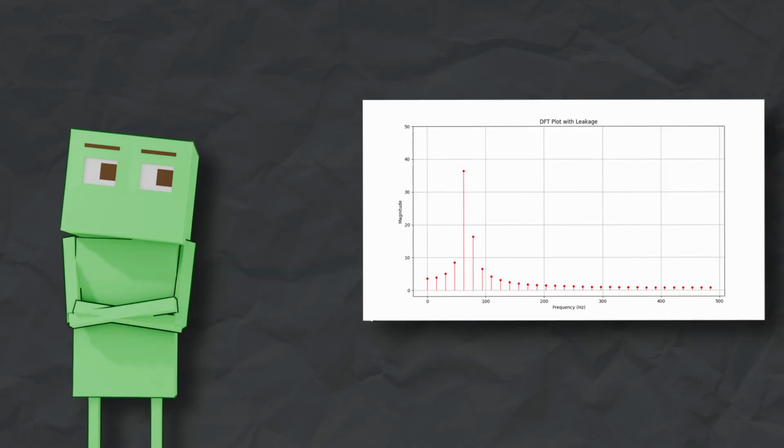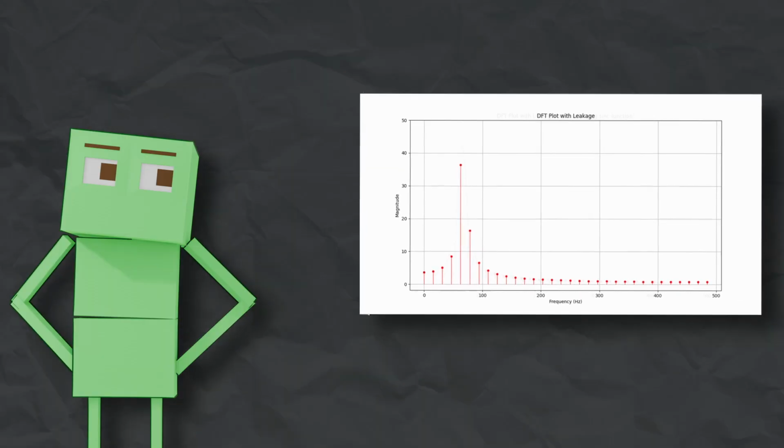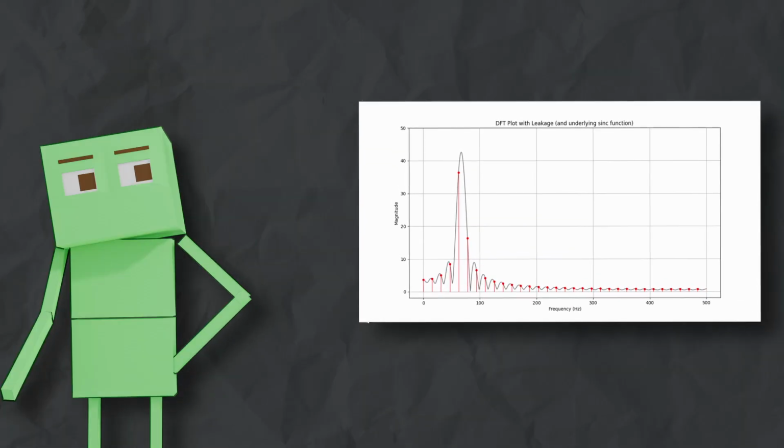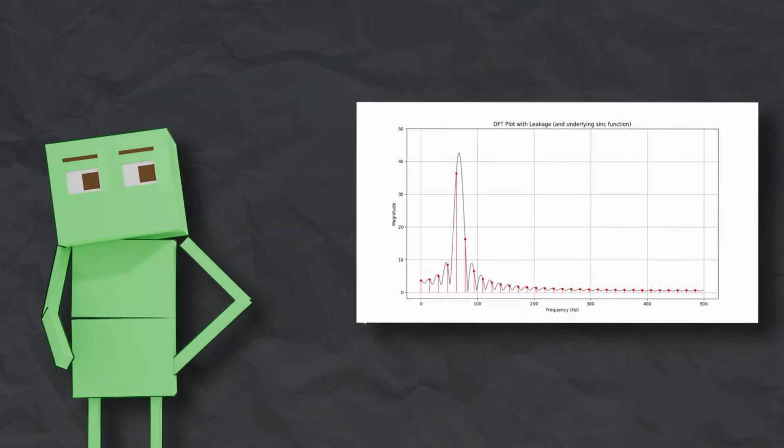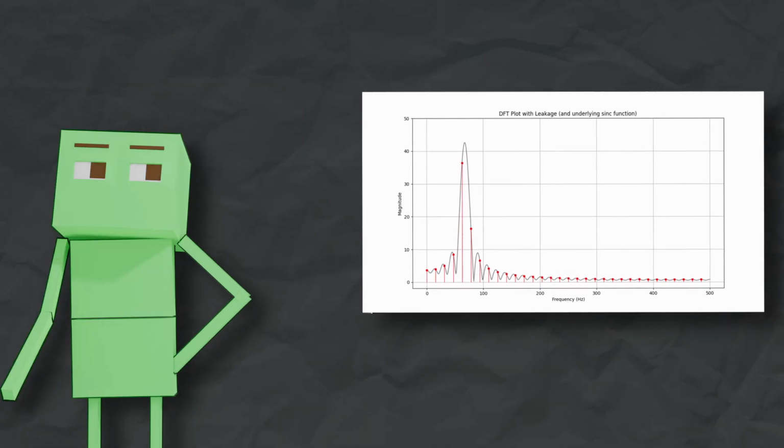We can make an estimate of how that spread works since it follows the sinc function, since that's what's under the hood of the normal continuous Fourier transform, and the DFT is just a discrete version of that, but we'll ignore all that for now.